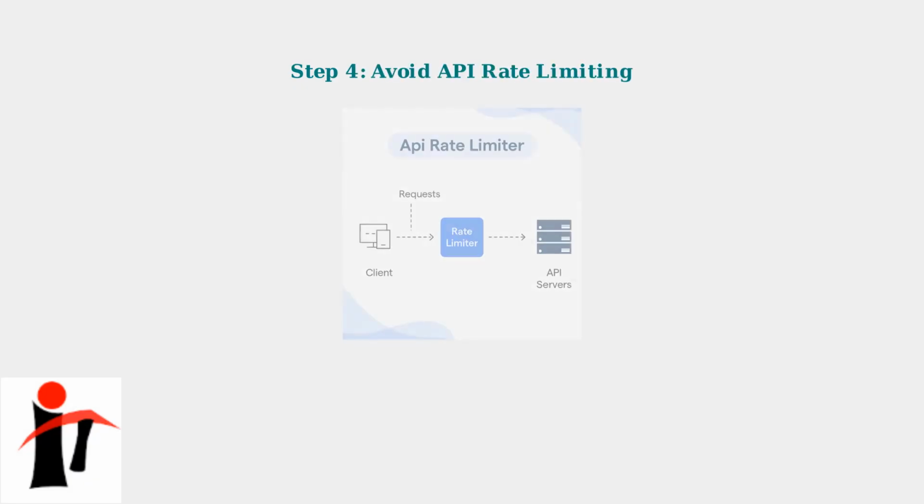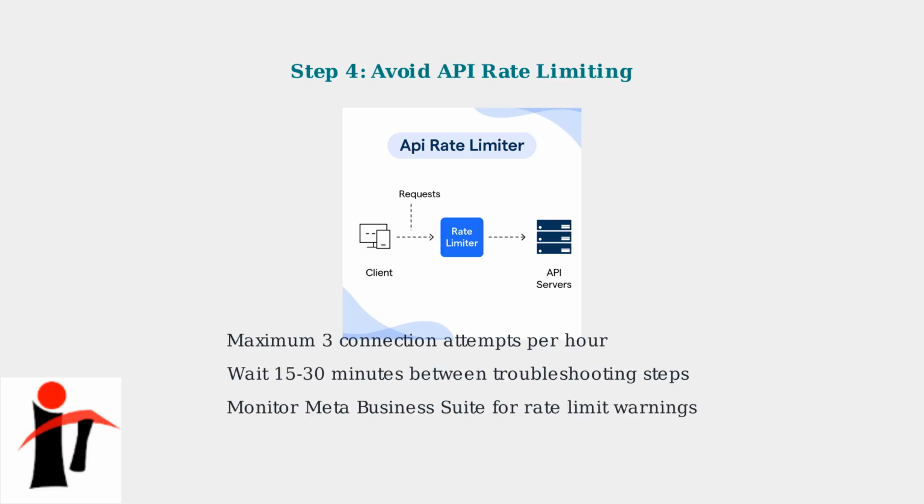API rate limiting is a critical consideration. Excessive connection attempts can trigger rate limits that temporarily block your troubleshooting efforts. Follow these rate-limiting guidelines. Limit connection attempts to 3 per hour, wait between troubleshooting steps, and monitor for system warnings.